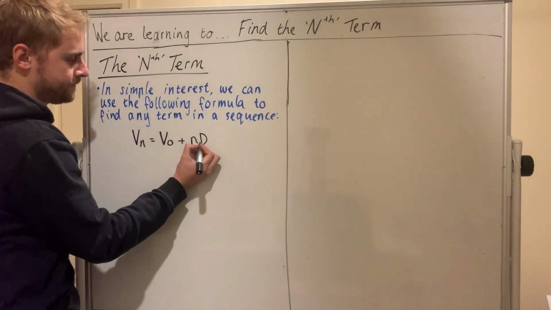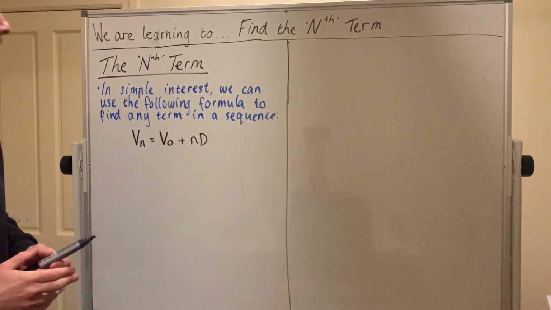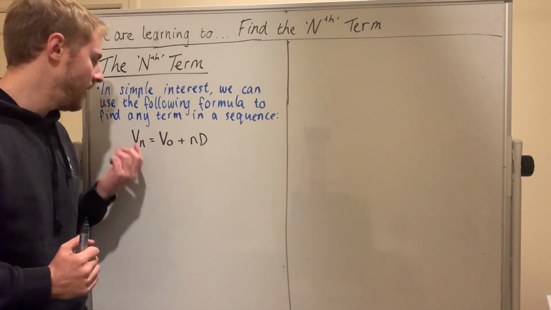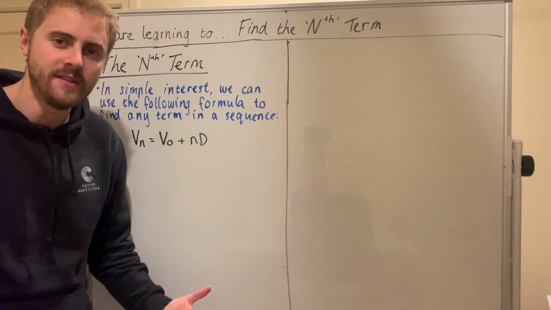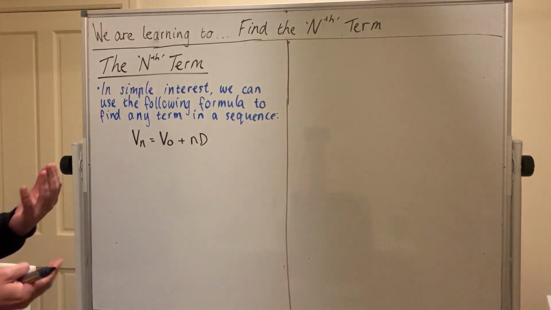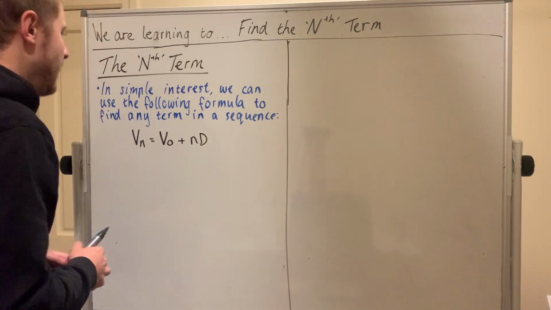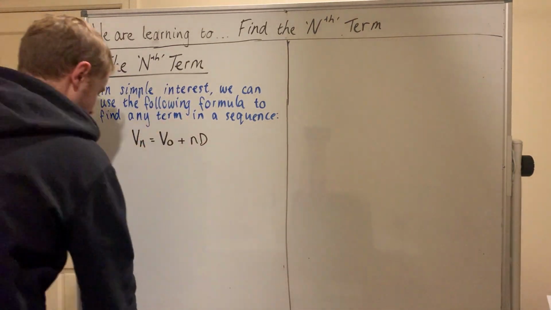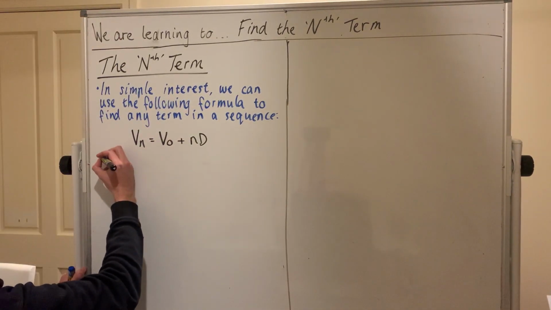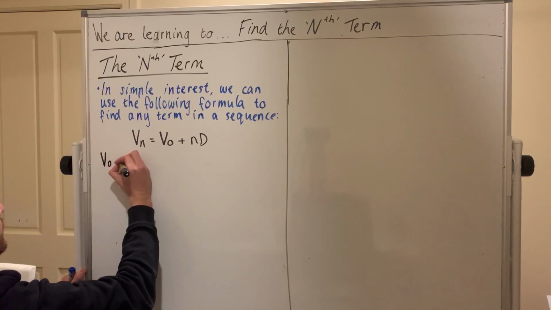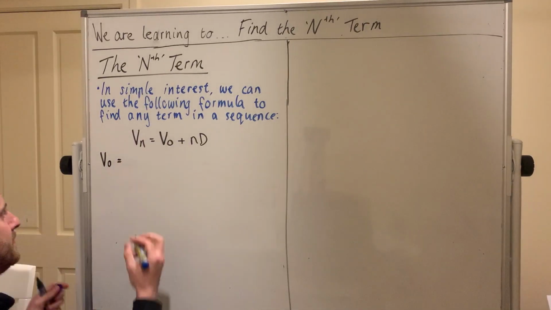All right, so this is the formula we're going to be looking at. Vn equals V0 plus nd. All right, it's all just letters. We need to actually interpret what this formula is telling us. So let's go through what each one of these letters actually means. Now V0, that one we should be very familiar with by now. That's the initial investment.